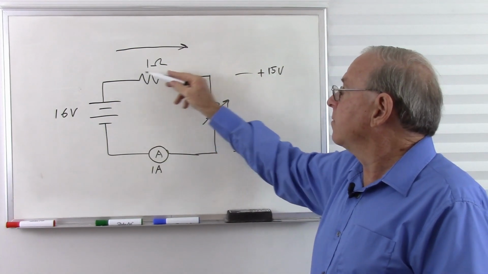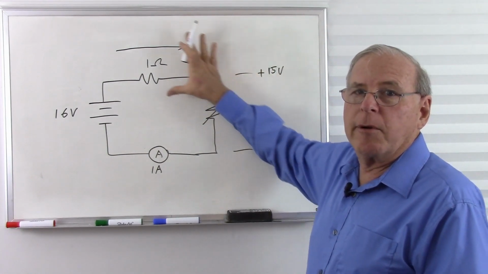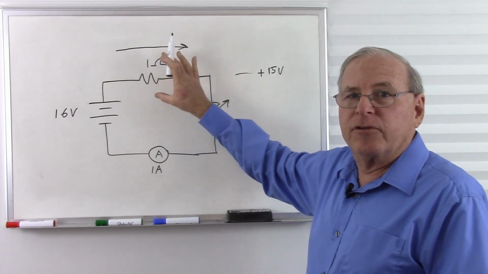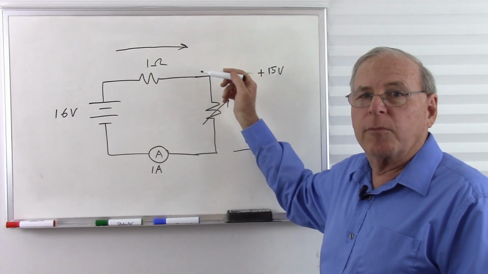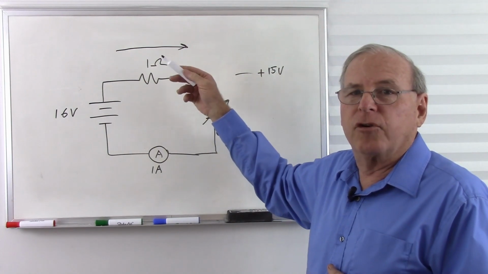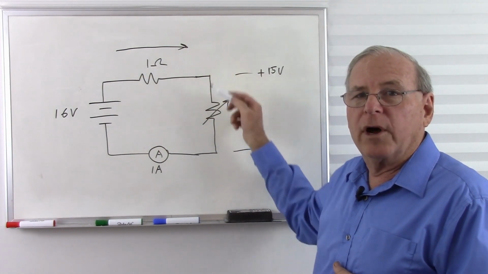So with a 1 amp load, we lose 1 volt coming out of the transformer. Remember, this battery and this resistor represent the whole transformer. So simply taking an amp out of the transformer, assuming that the transformer has an internal resistance of 1 ohm, we're going to lose 1 volt for 1 amp.